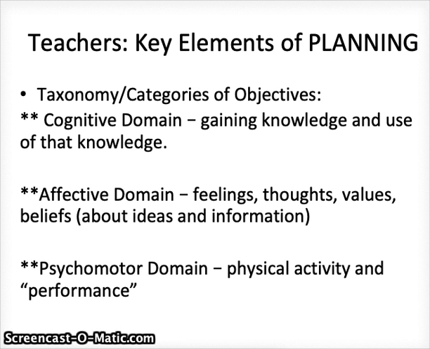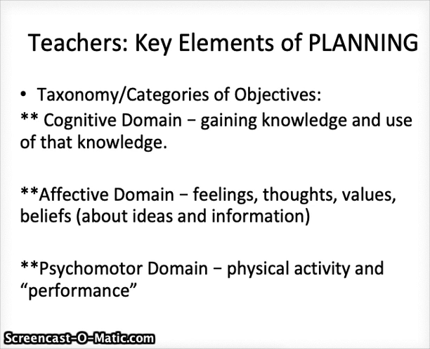So when writing objectives for what we want students to be able to know and do after a lesson, what the outcome is, we look at three different areas: cognitive domain, affective domain, and the psychomotor domain. When we talk about cognitive, we're talking about the gaining of knowledge or information, and what we might do with that knowledge. When we talk about the affective domain, we may want to write some objectives about feelings, thoughts, values, and beliefs that students may have about the ideas and information that they've learned in the cognitive domain.